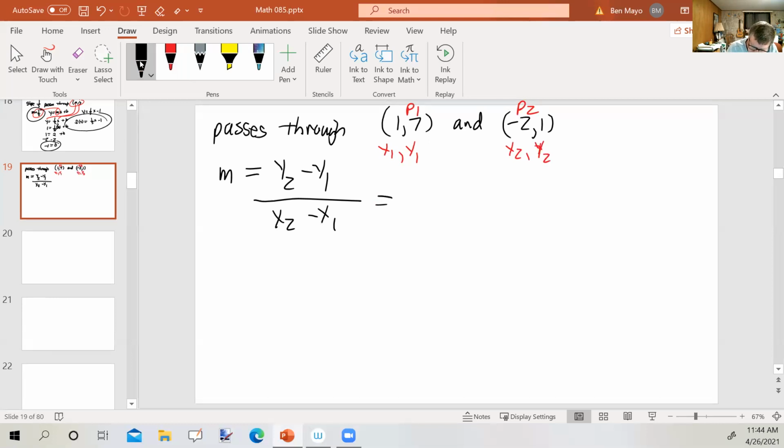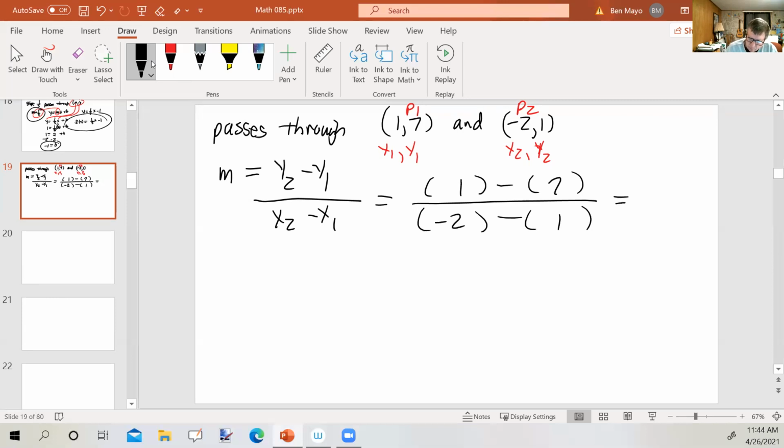So the slope is going to be y sub 2, which would be 1, minus y sub 1, which is 7, divided by x sub 2, which is -2, minus x sub 1, which is 1. 1 minus 7 is -6. -2 minus 1 is -3. And -6 divided by -3 is 2. So the slope is 2.